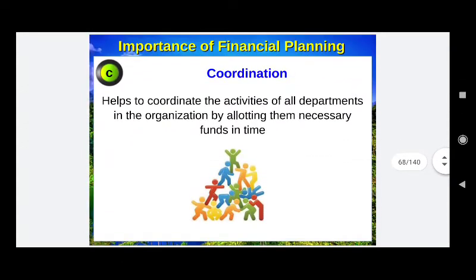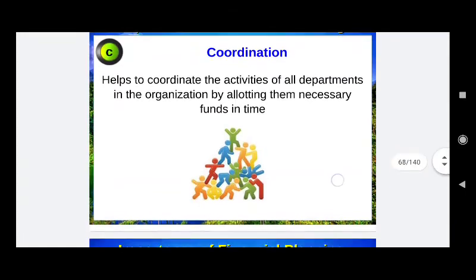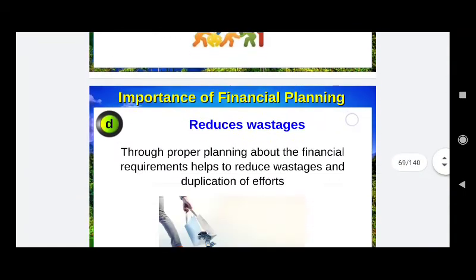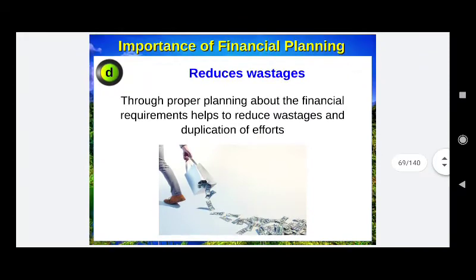Financial planning helps to coordinate the activities of all departments in the organization by allotting them necessary funds in time, because every organization has several departments like personnel department, production department, management, and research and development. All these departments are run by finance only, and financial planning will help to coordinate their activities by proper allocation of funds between them.